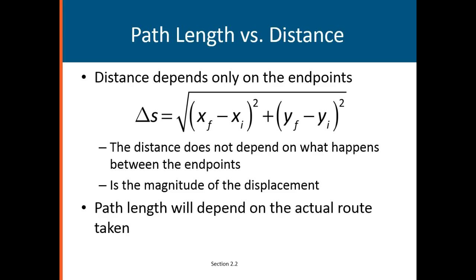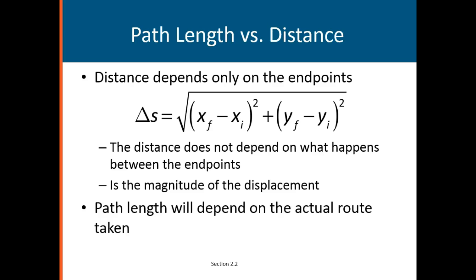Okay, now, is that 5? What if this had been final and that initial? What would have been my distance in that case? This would have been final and that would have been initial. What would have been the distance? 5. The direction doesn't matter. This is a scalar quantity. The distance does not depend on what happens between the endpoints. If I had gone like this, here's initial, and I went like this, how far did I travel? A lot further than 5.